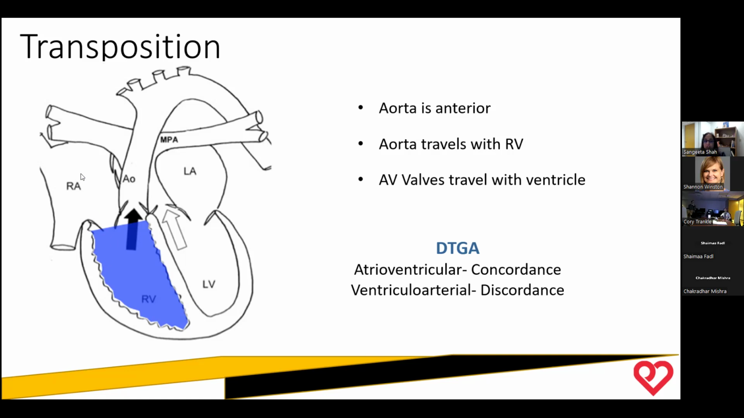And what you get in detransposition is here you have a right atrium that is still connected to a right ventricle. So that is called atrioventricular concordance. And then the right ventricle is mistakenly connected to the aorta. So that is called ventricular arterial discordance. The reason the child is alive in utero is because they have mixing of blood through the PDA as well as a PFO.